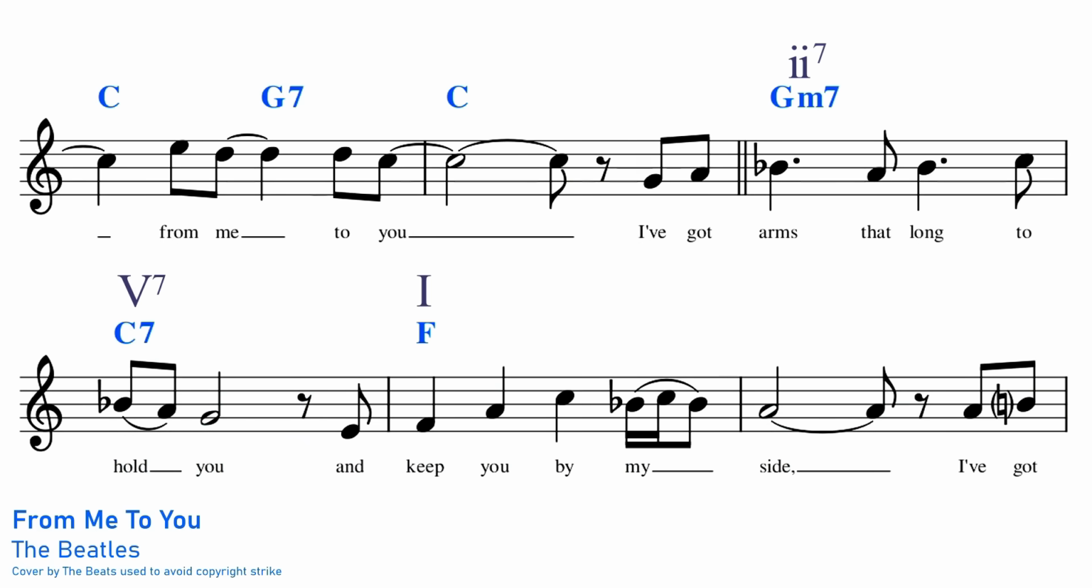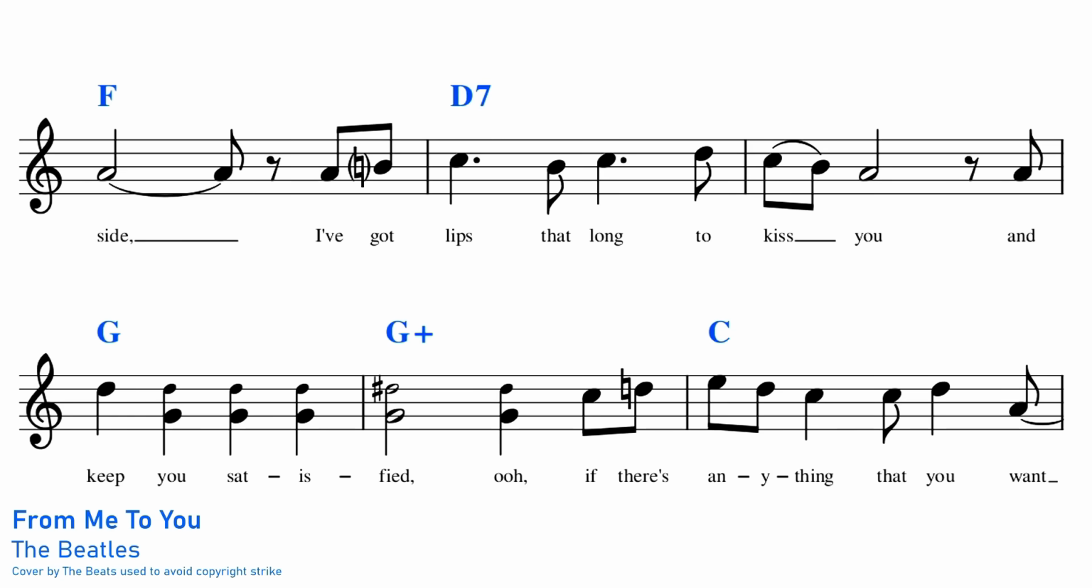However, we don't actually stay in this new key of F major for very long. Almost immediately we get another 2-5-1, this time returning us to the original key of C major. These three chords here, D, G and C, are the 2, 5 and 1 of C major.